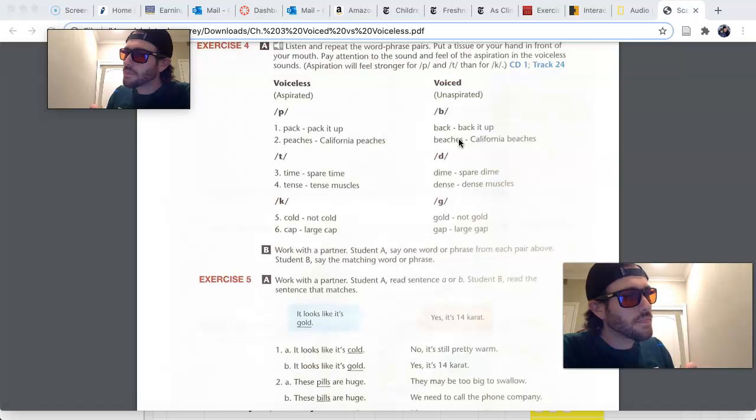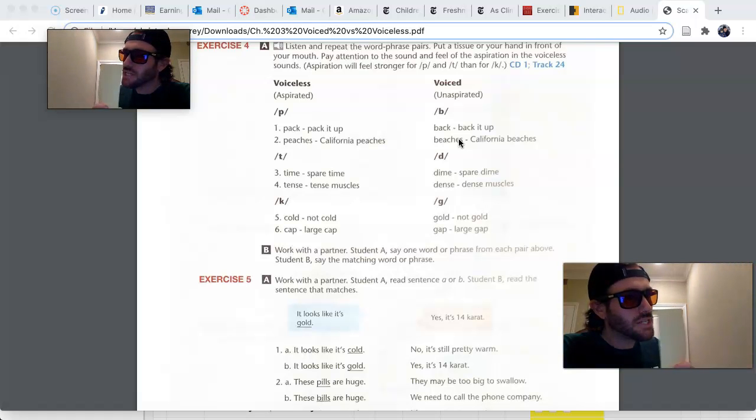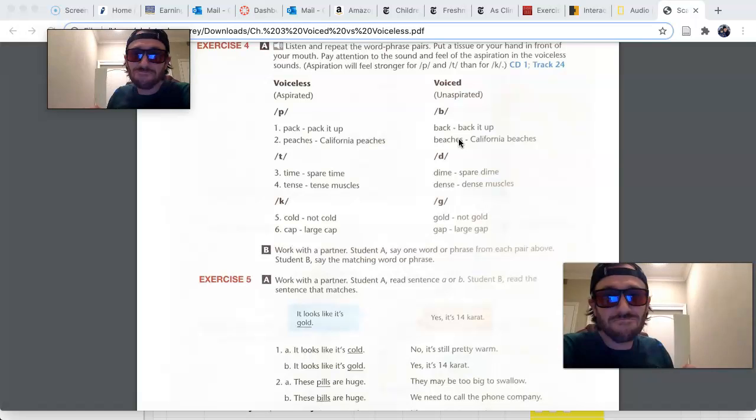Number 2, p, p, peaches, peaches, California peaches, delicious. Beaches, beaches, California beaches. Not delicious, but still beautiful.